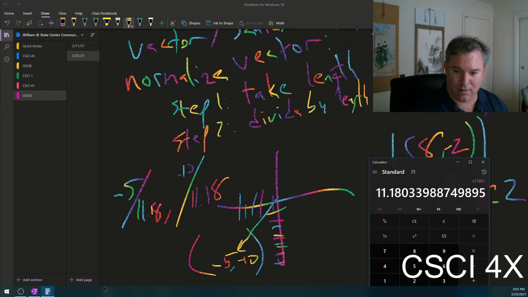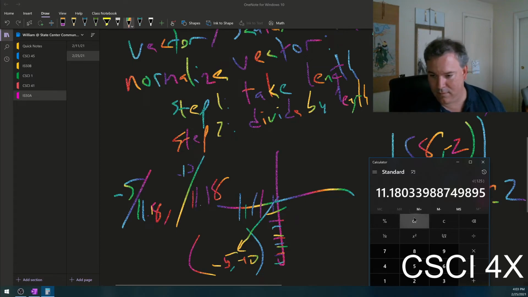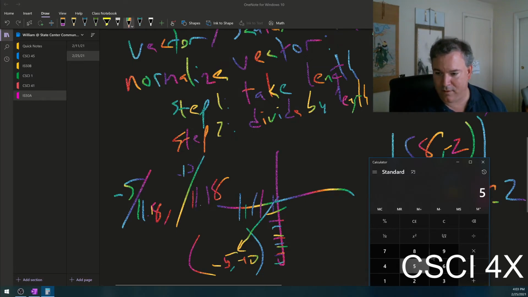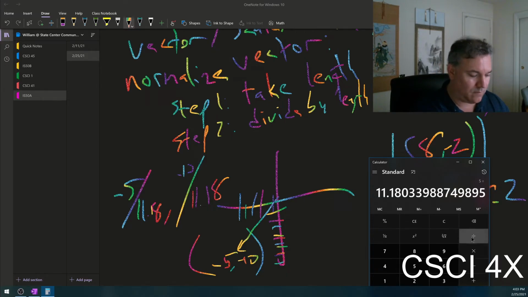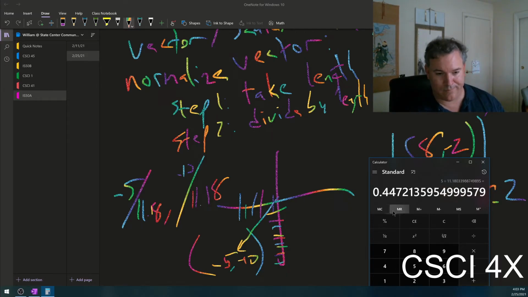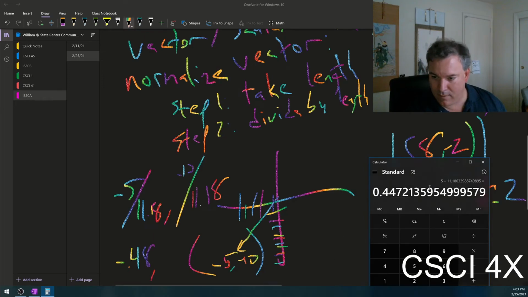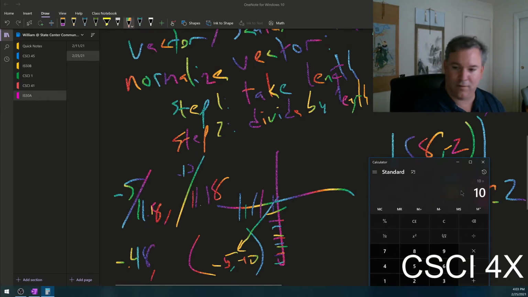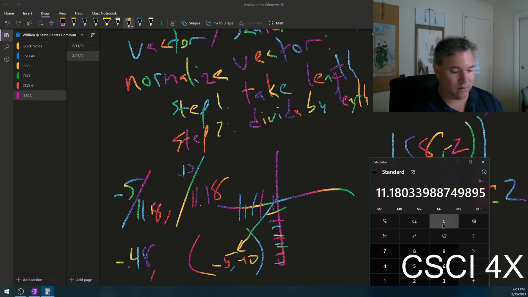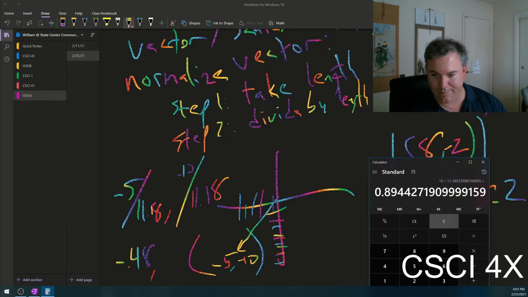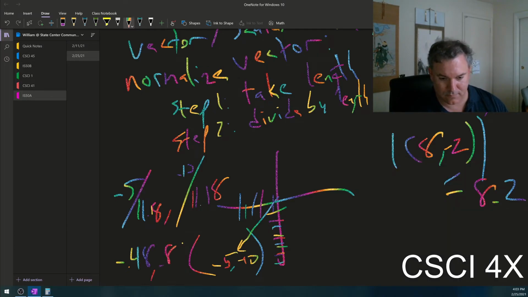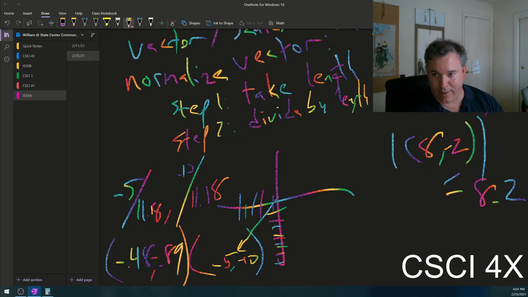Which is going to be, memory recall, 5 divided by 11.18 is 0.48, negative 0.48 of course. And then the other one is 10 divided by 11.18 is 0.89, also negative. So the answer is negative 0.48, negative 0.89.